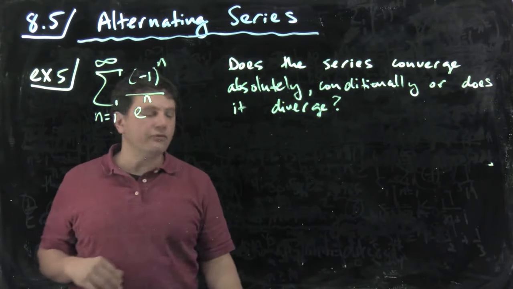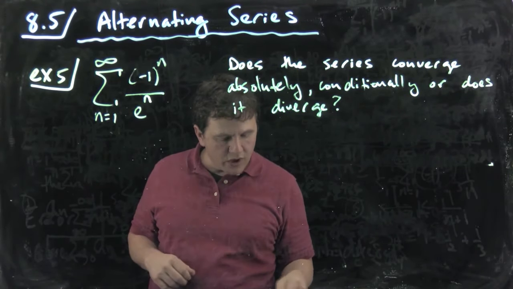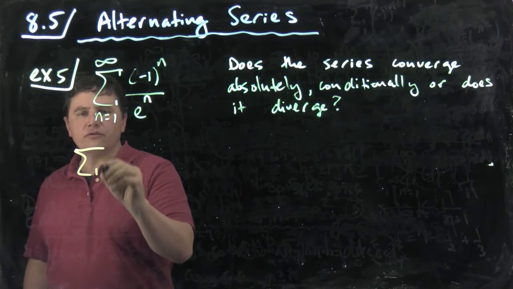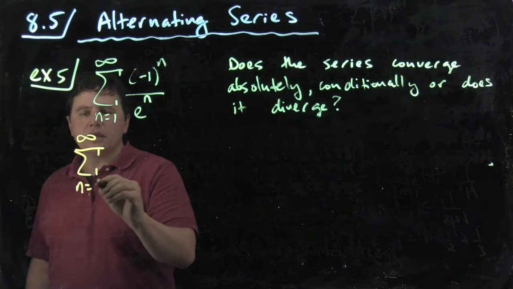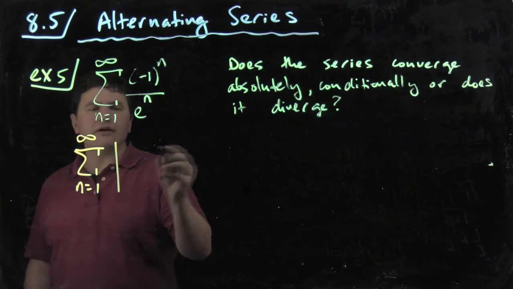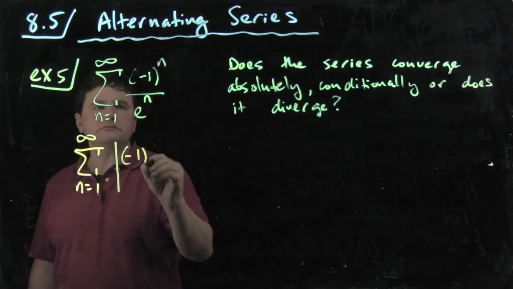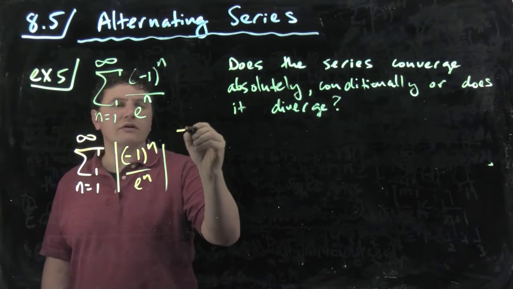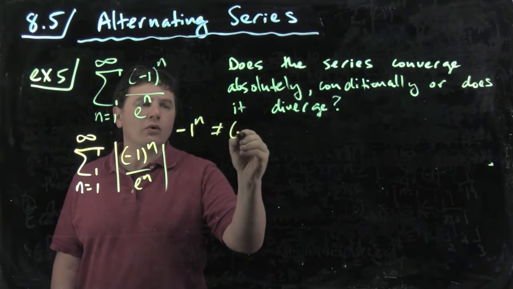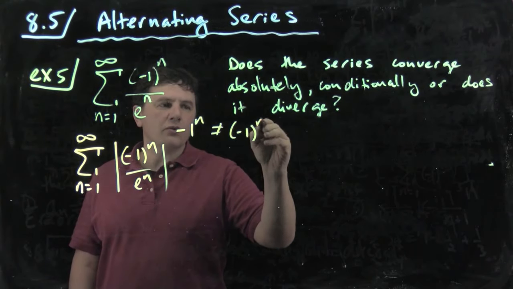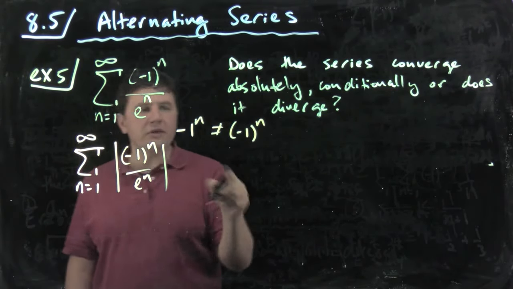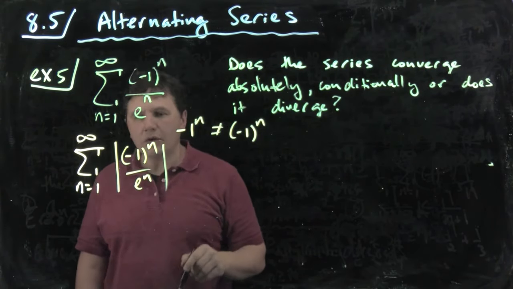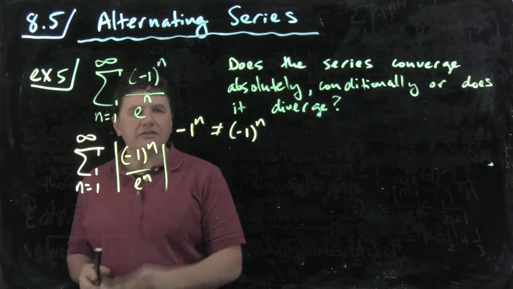Okay, example 5. This one is going to converge absolutely, and the reason I know is if I bound this thing in absolute value. By the way, you need the parentheses here. -1 to the nth does not equal the quantity -1 to the nth. So make sure that you are putting that in parentheses. If you do this instead of that, it will cost you points because it does not mean the same thing.